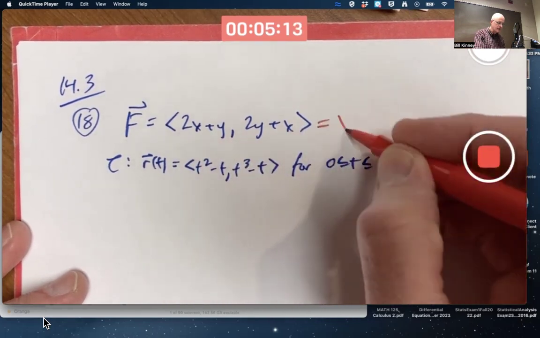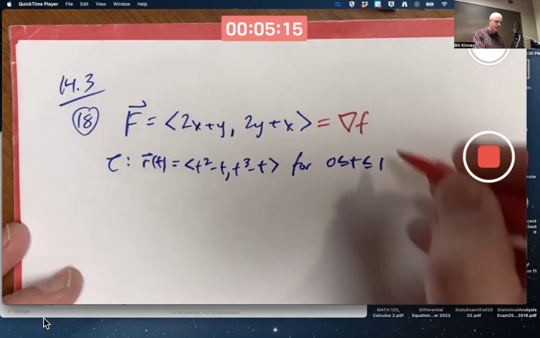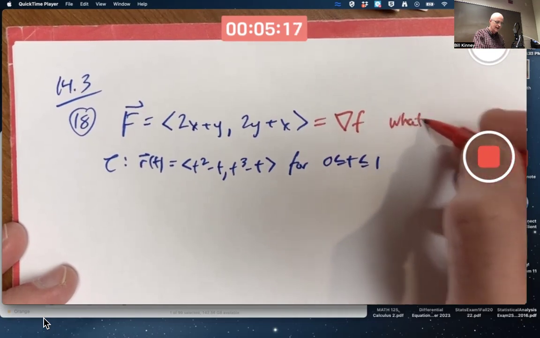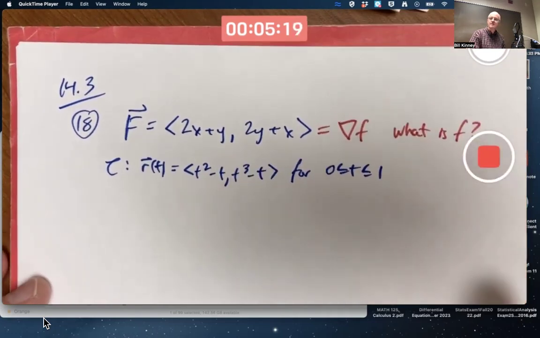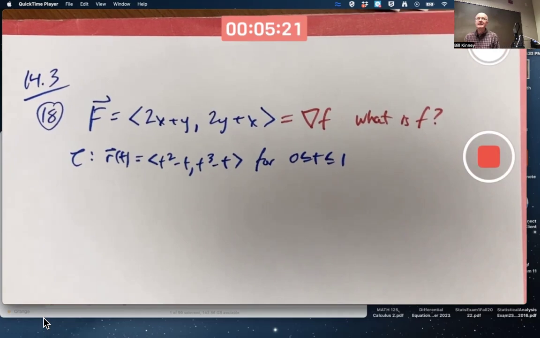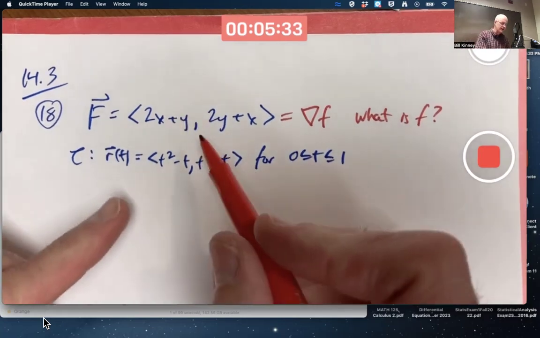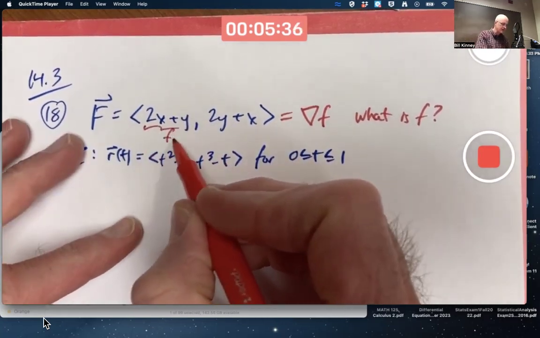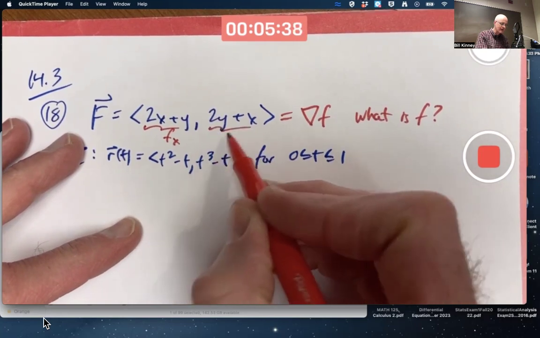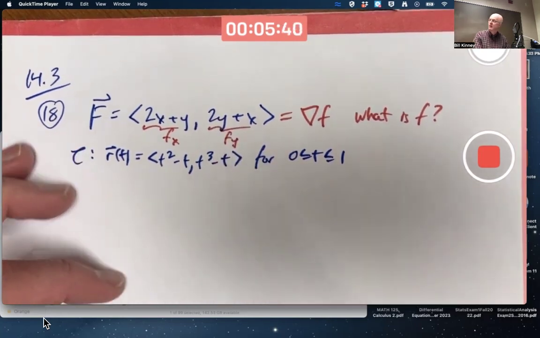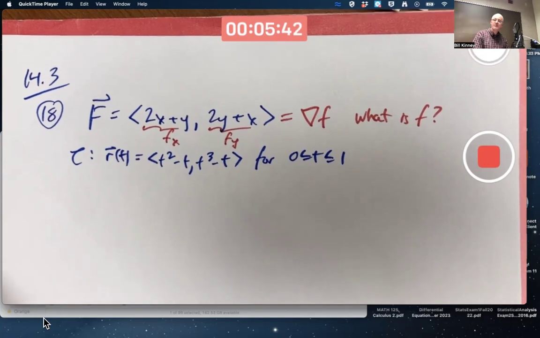This is supposed to equal the gradient of some function f. What is f is the question. f is going to be a scalar function. You could even call it a scalar field, but it's not a field in the sense of a vector field. It takes on scalar values. It's not a vector. This is supposed to be the gradient of f. So you want this to be the partial of little f with respect to x, and you want that to be the partial of little f with respect to y. You find little f just by integration.